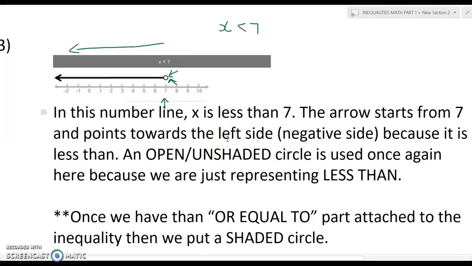That's basically the rule you need to remember. When it's a solid or shaded circle, that's why we put the "or equal to" part. If it's just an open or unshaded circle, we leave out the "or equal to" line.